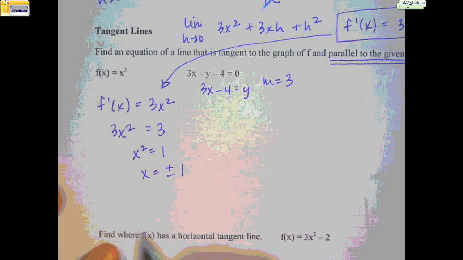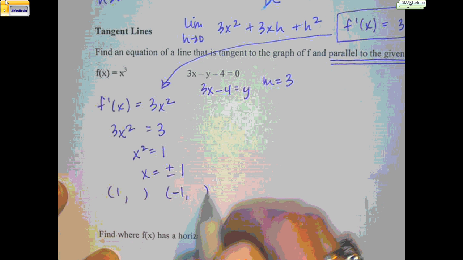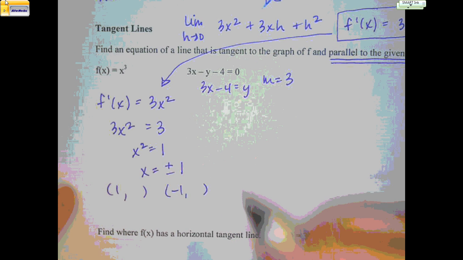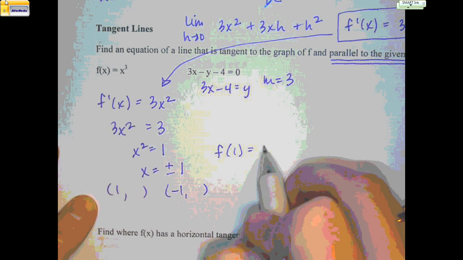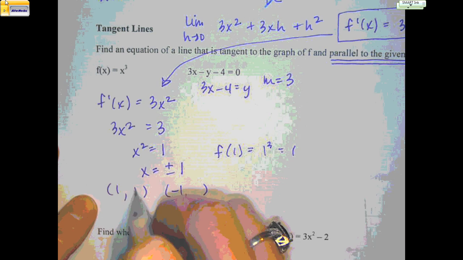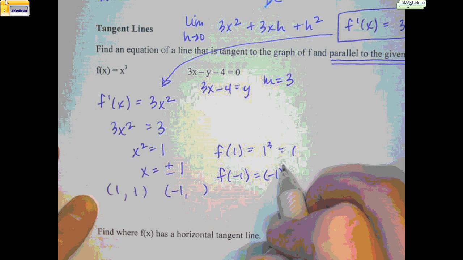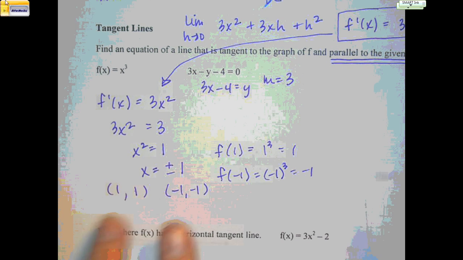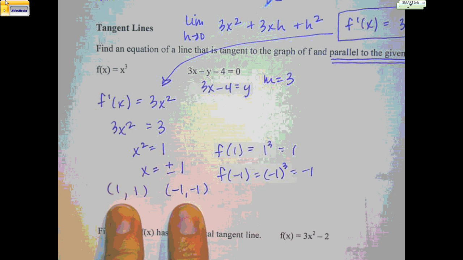So I know one of them happens at 1 comma something, and the other one happens at -1 comma something. How do you find the something? Yeah, plug it in. So we just plug it into the function. So we're going to plug it in for f at 1, which is 1 cubed, which is 1. And f at -1, which would be -1 cubed, which is -1. So at these 2 points, the tangent line has a slope of 3.